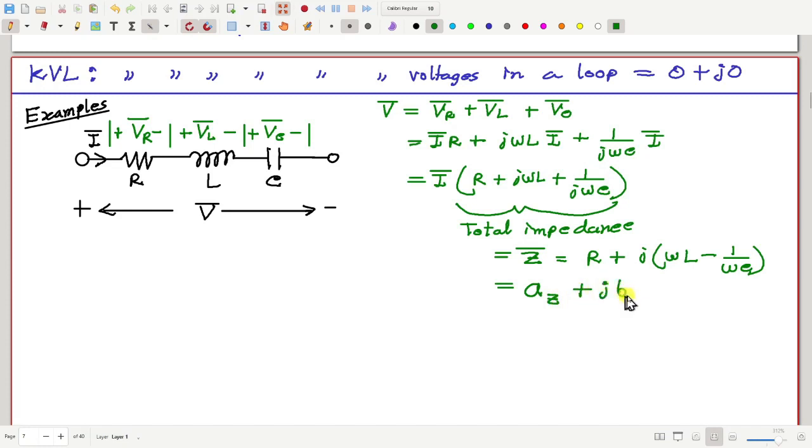In general, a complex impedance will always have two parts, a real part plus an imaginary part, A plus jB, like this. Let me give you some definitions. This real part is called the resistance, and the imaginary part is called the reactance.